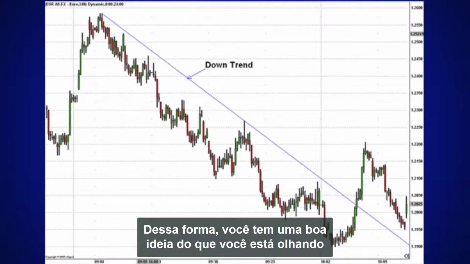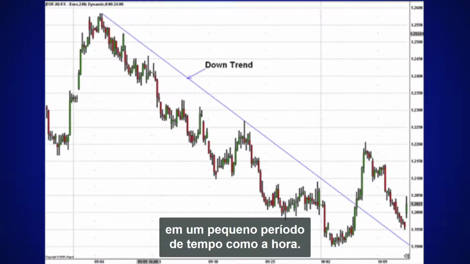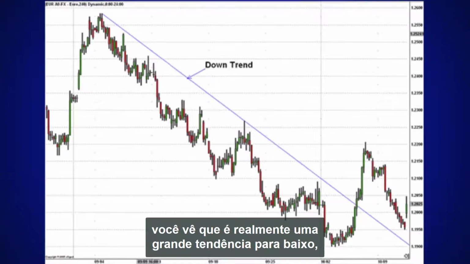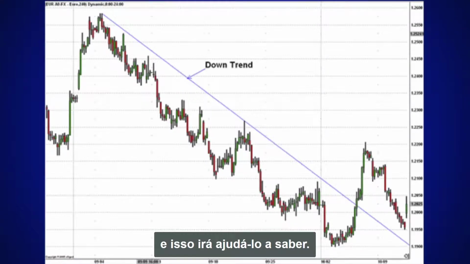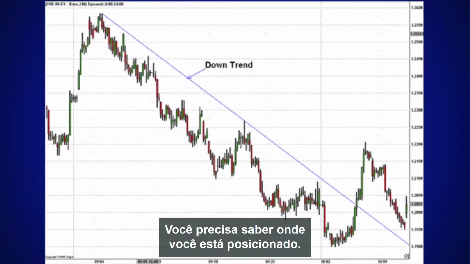That way you have a good idea of what you're looking at, because it can look like one thing up close on a small time frame like the hour, but it can look like it's going up on the hour, and if you go and look on the day chart, you'll see that this is actually a big downtrend, and it will help you know, are you in the long-term sell or are you in the short-term buy? You need to know where you're positioned at.